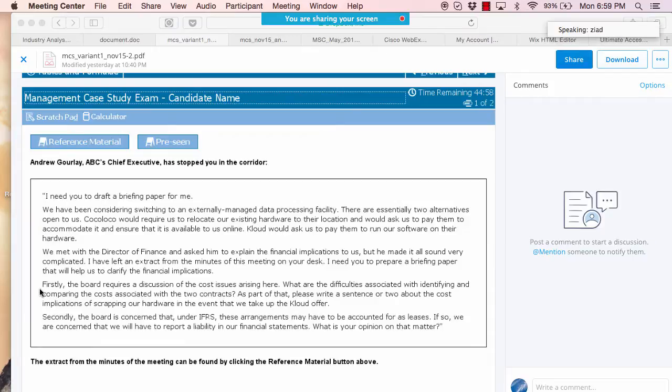Right. So now they're asking, firstly, the board requires discussion of the cost issues arising here. What are the difficulties associated with identifying and comparing the costs associated with two contracts? So firstly, I'm looking at comparing these contracts. Secondly, the board is concerned that under IFRS, these arrangements may have to be accounted for as leases. If so, we are concerned that we will have to report a liability in our financial statements. What is your opinion on that matter? So, two main questions that they're asking.